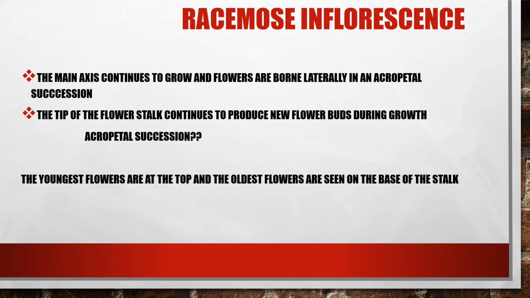Again, in racemose inflorescence, the flower stalk will continue to give rise to flower buds during its growth and the flowers will be arranged in an acropetal succession. That is, the younger flowers will be borne at the tip of the main axis and the older flowers will be seen on the base of the stalk.